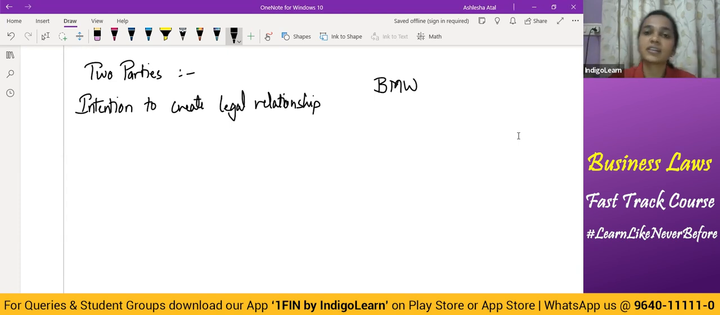He promised to get a diamond ring for his wife, but he did not keep his promise. So here, there's no intention of creating a legal relationship in this type of agreement. In such a situation, no contract comes into existence. The wife cannot sue her husband because he did not get the diamond ring he promised. So for a contract to be called a valid contract, there has to be an intention to create legal relationship.